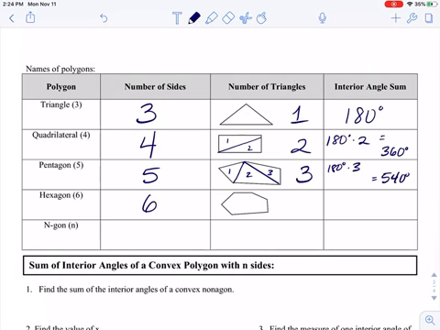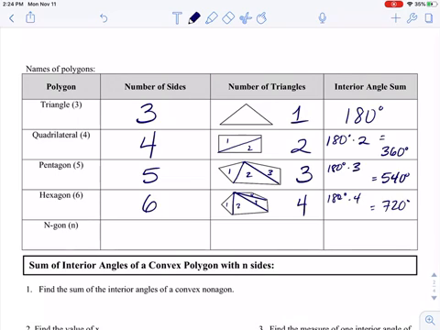Next, I'm going to take a hexagon. Hexagon has 6 sides. If I pick a vertex and draw the diagonals emanating from that vertex, that's what I get. There's 4 triangles. 1, 2, 3, 4. And the interior angle sum is 180 degrees times 4, which is 720 degrees.